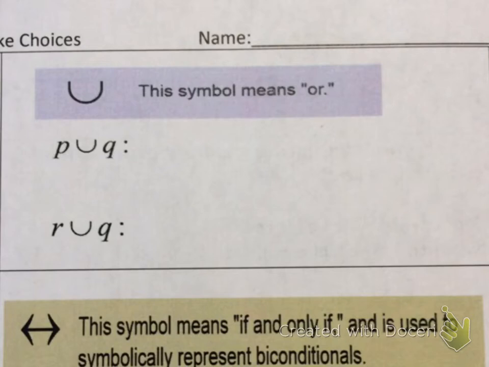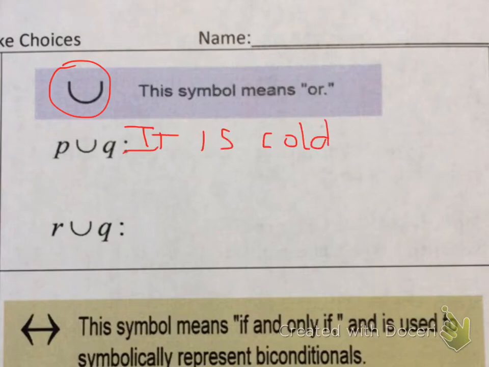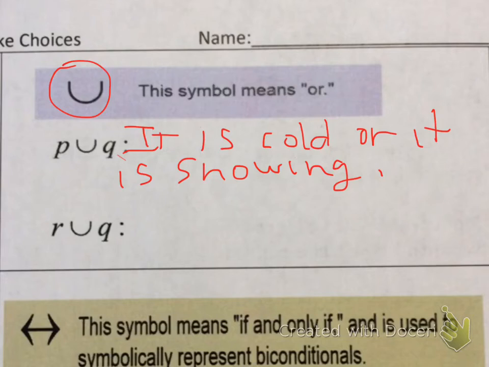Okay, the next symbol is the symbol that represents OR. So P or Q would be it is cold or it is snowing. And then R or Q would be the sun is shining or it is snowing.